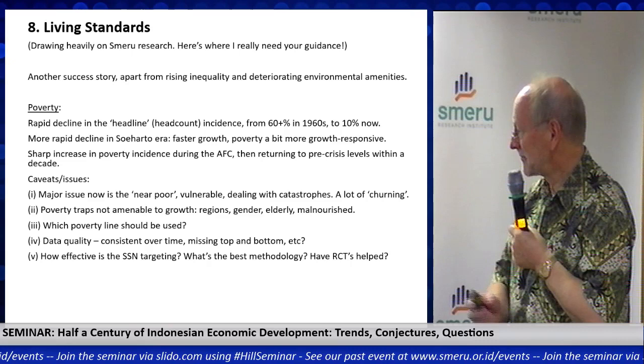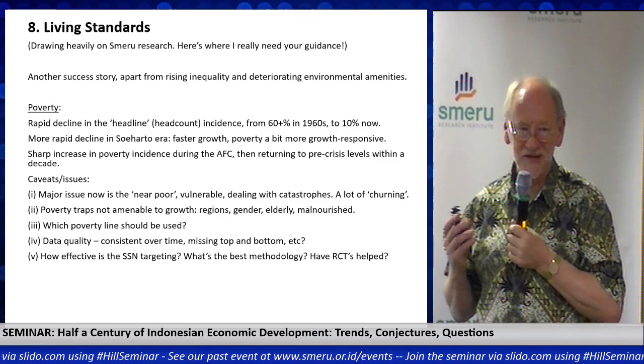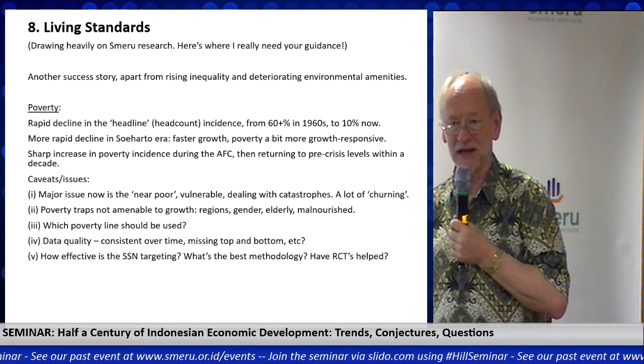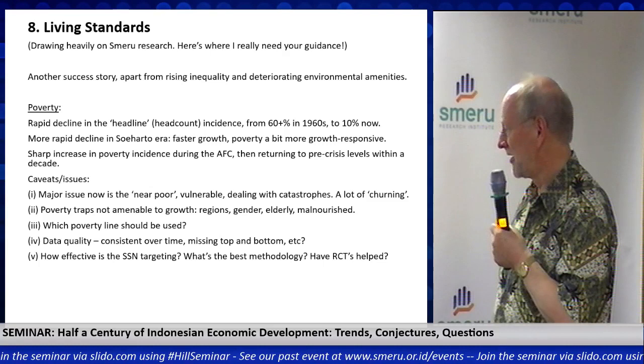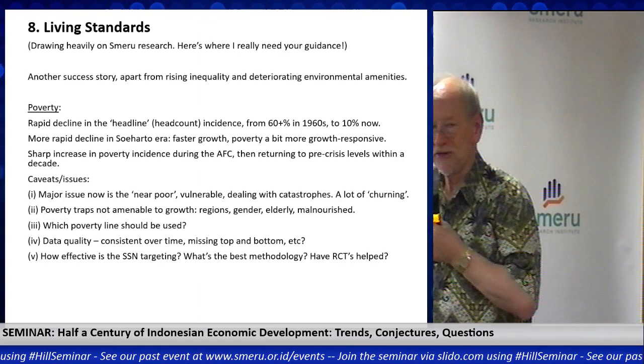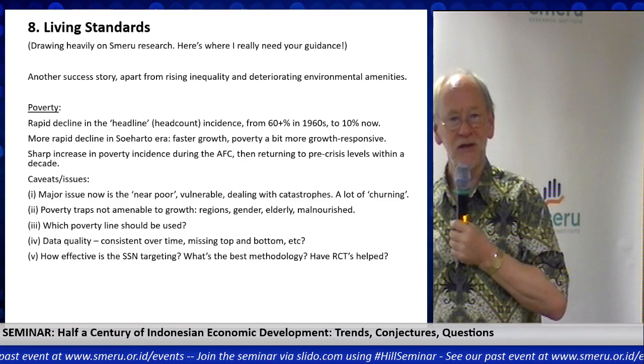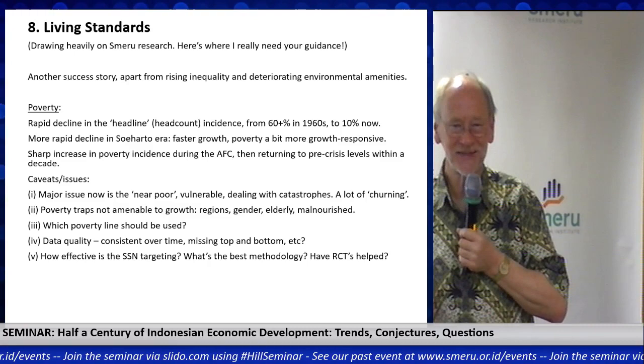So the major issue maybe is not poverty, but the near poor. And this is because, again, as Pak Asep and others have shown, you get a lot of movement above and below the poverty line. And so especially the vulnerable and the near poor dealing with catastrophes. Maybe, again, question mark, maybe the poverty trap. So at early stages of economic development, poverty falls quite quickly when you've got growth. But then at a certain point, growth is not enough, and especially when you need targeted policies for the poor.